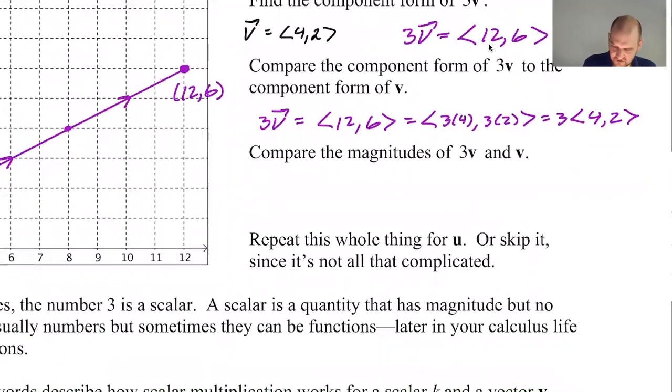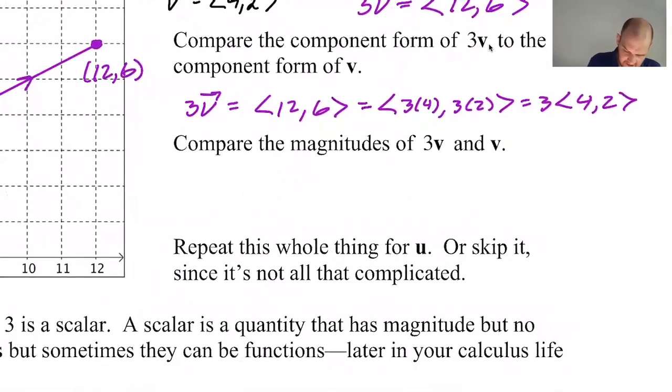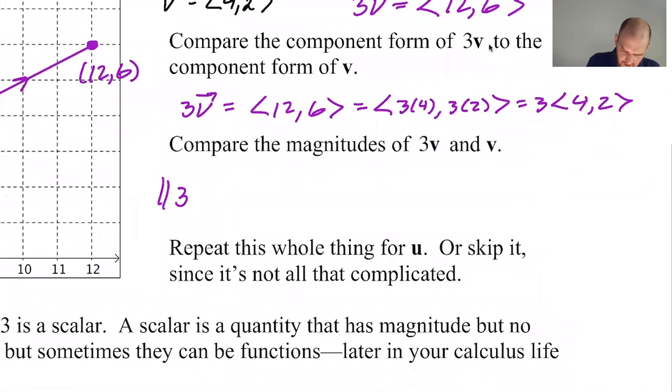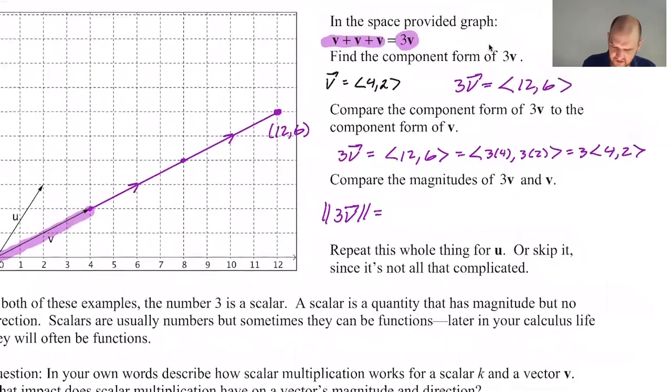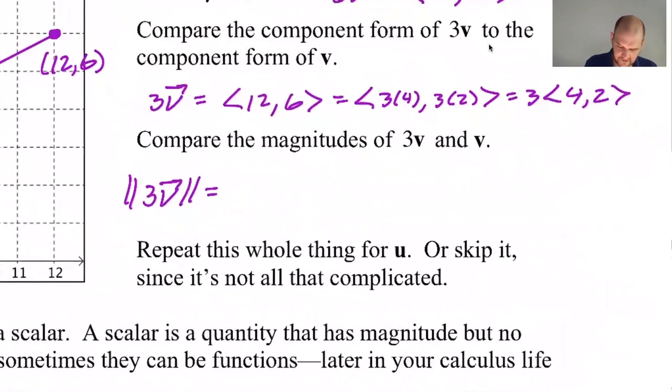The magnitudes are sort of interesting. So the magnitude of 3v, conceptually, there's no way this is anything other than 3 times the magnitude of v, right? We literally used v 3 times. So why would the magnitude of it be anything other than that? It wouldn't be. But I do want to show you a thing you can do here.